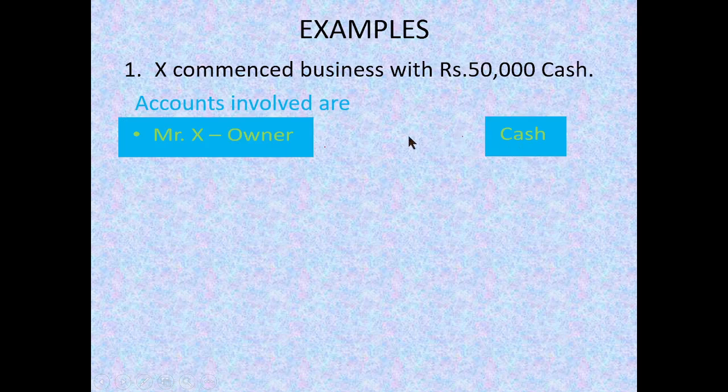So business received cash from Mr. X, who is owner. So this amount is a liability for the business. Means in future the business has to repay the money to Mr. X. So for the business, Mr. X is a liability, and what is the balance? For a liability it is credit balance. And business received cash, for cash is an asset. Asset is debit balanced account.